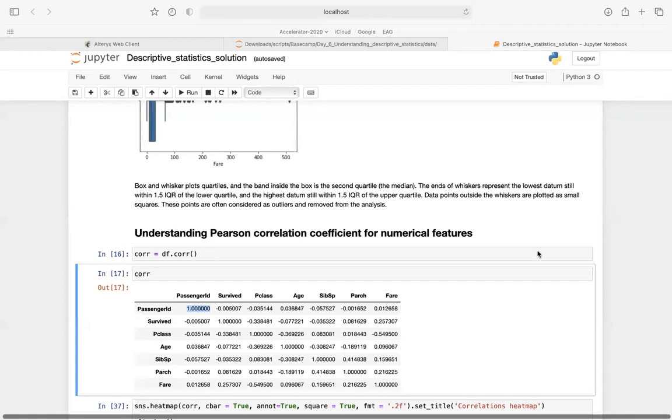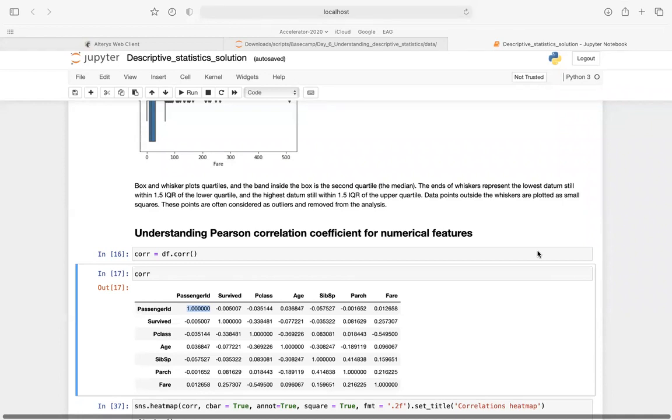The values which are close to 0 indicate that the two columns have absolutely no relationship between them. Okay, the values which are close to 0 have absolutely no relationship between them.